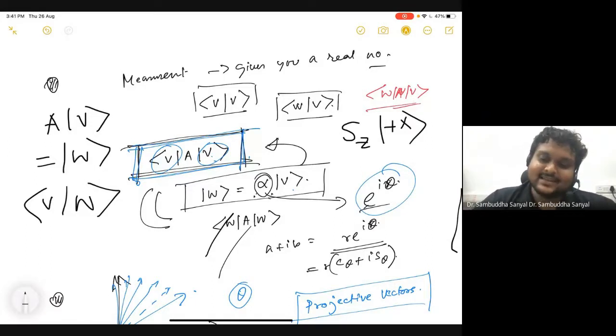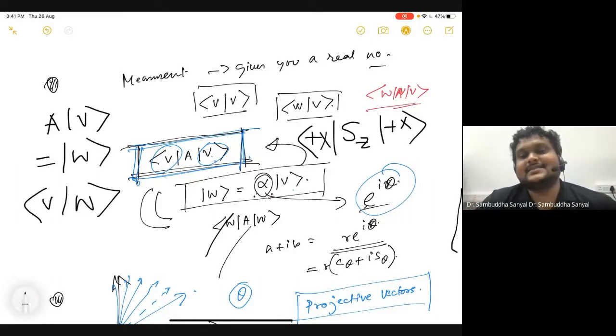Now you are measuring its contribution on, let's say, plus X. Now you can again write the plus X in terms of plus Z and minus Z and work out those contributions, right? So this is how operationally you will calculate. This is what it means to measure SZ on a state which is plus X, on a beam which is plus X, made of plus X particles. But you are measuring SZ. Then you will see that what you get is consistent with the experiment.